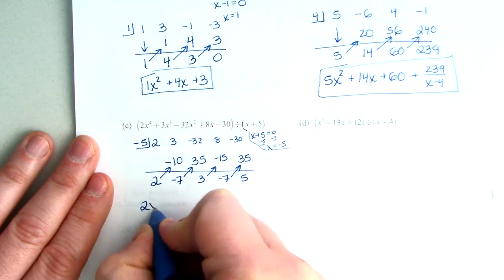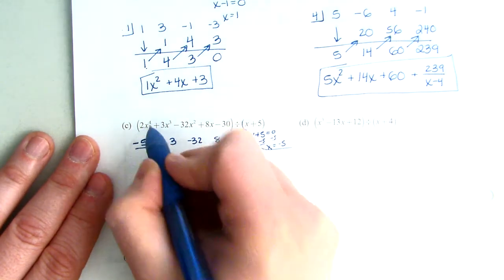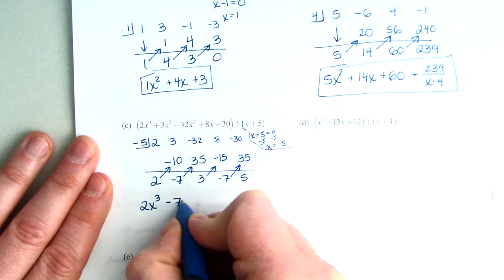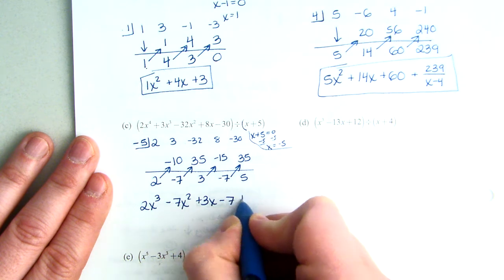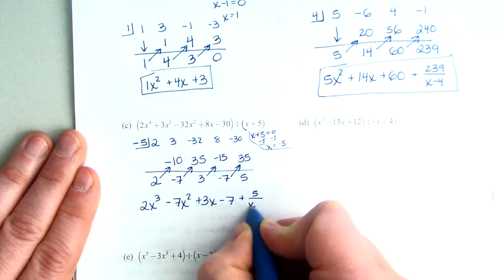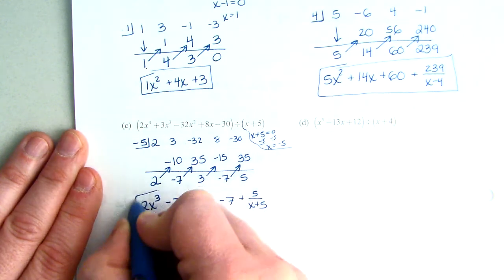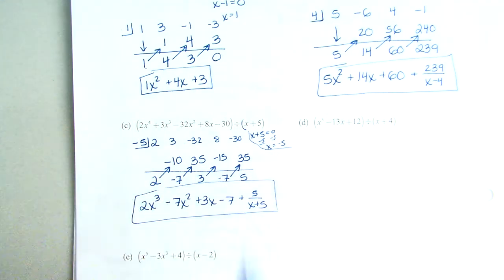Your answer should be 2x cubed, because you started from a quartic. I'm going to get a cubic. Minus 7x squared plus 3x minus 7 plus 5 over x plus 5. This is synthetic division. Do your setup for D and then stop. Be a little careful.